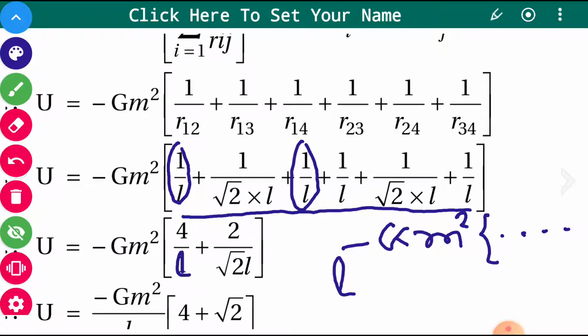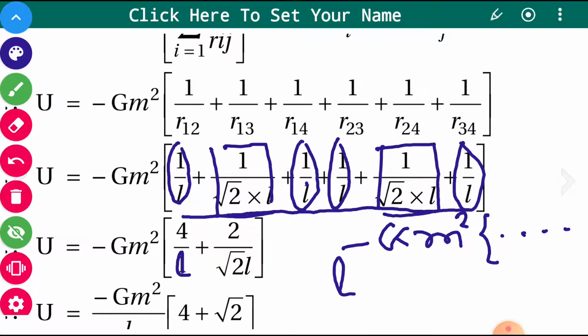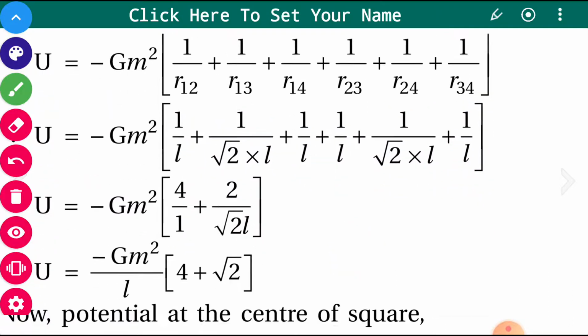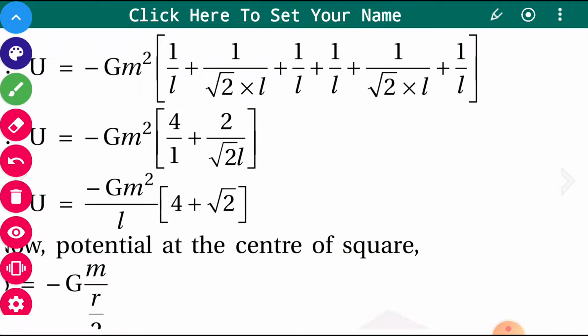So 4 times it is 1 upon L. How many times is it? 4 times. So it is written as 4 upon L, and this other term repeats twice, so it becomes plus 2 upon under root 2L. If you simplify this, the root 2 and 2 will cancel, and here it will be under root 2. Here L is taken as common.